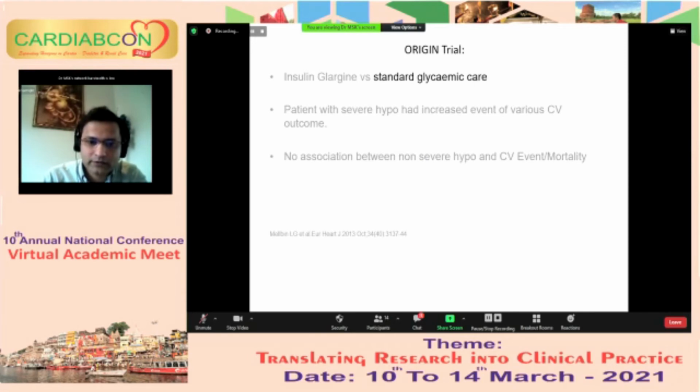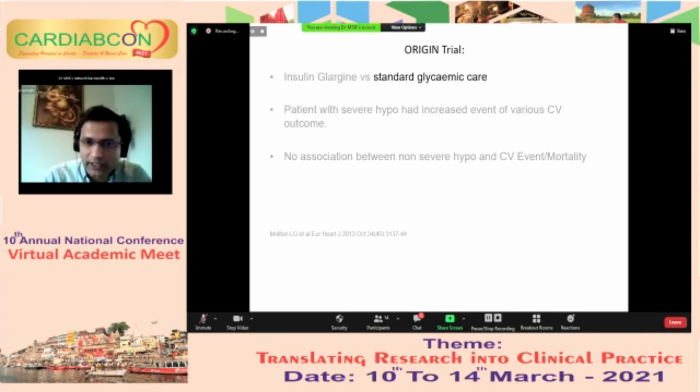I'll quickly look at the Origin trial, where they looked at basal insulin, insulin glargine, versus standard glycemic care. But again, there was not much association between non-severe hypoglycemia and cardiovascular outcome. Again, a large population, nearly 12,000 patients with dysglycemia, was involved. And what they did in the Origin trial was try to achieve a fasting blood glucose of less than 5.3 as compared to standard care. They saw increased cardiovascular risk in patients who had dysglycemia, but again, we couldn't see a clear association between the two.